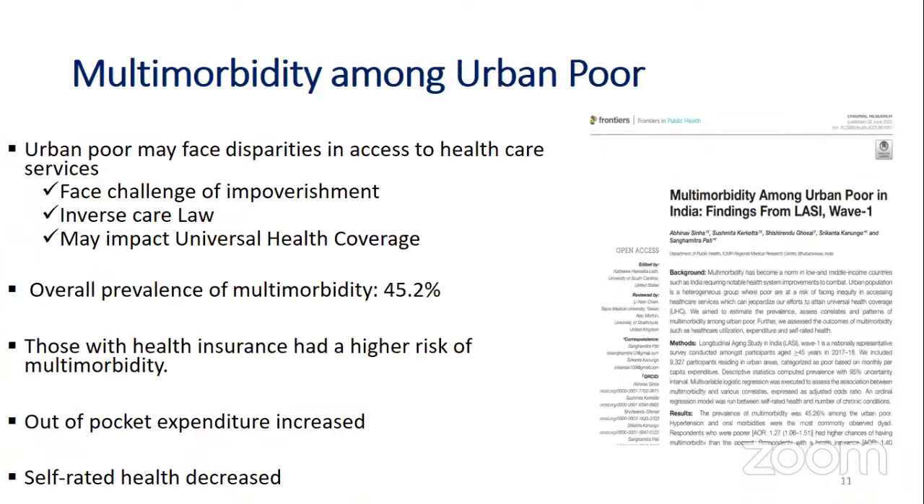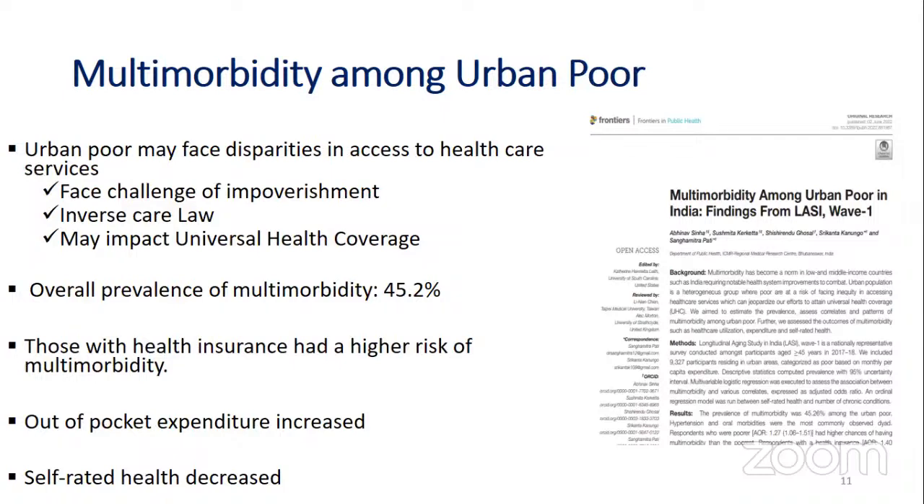Next is multimorbidity among urban poor. So this is also again one of my own papers, and the urban poor is a community that faces disparities or inequities, which could be with respect to access to healthcare services. As they migrate to a newer place, they have problems, or you can say compromised living situations, with lack of WASH facilities, and they face the challenge of impoverishment.